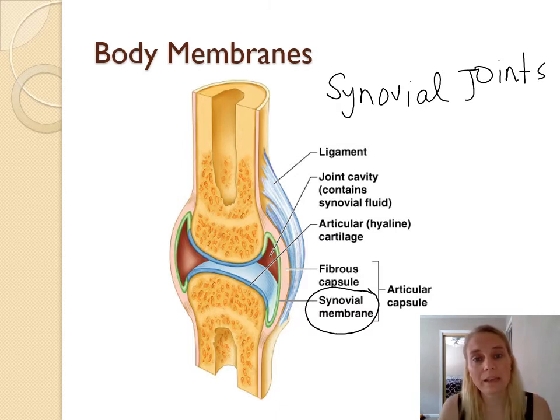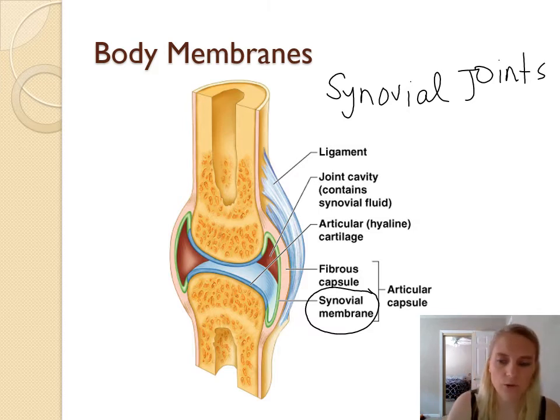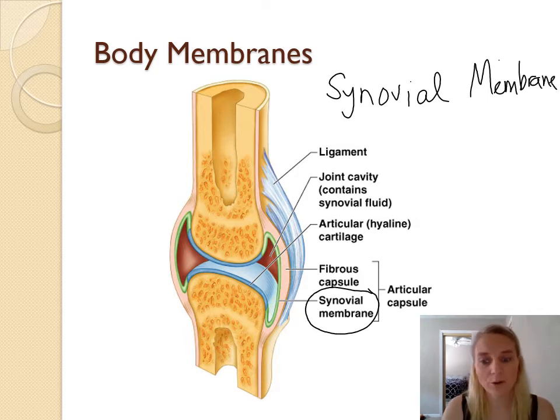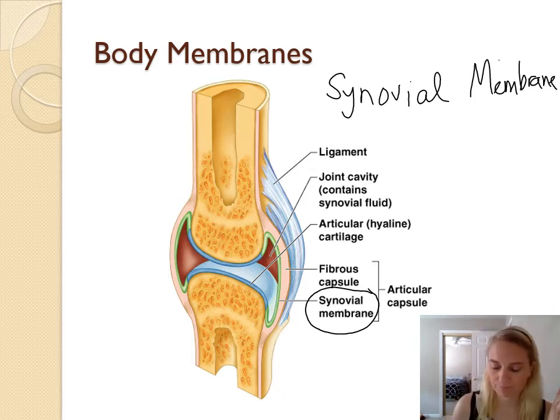It's found lining these joint capsules. So we're not going to get into the structure of the joint capsule. That's for another day. I said synovial joints, I meant synovial membranes. Let me fix that. Synovial membranes are found in synovial joints. So that's for our purposes right now. Just know synovial membranes are found lining synovial joints, and we're good.